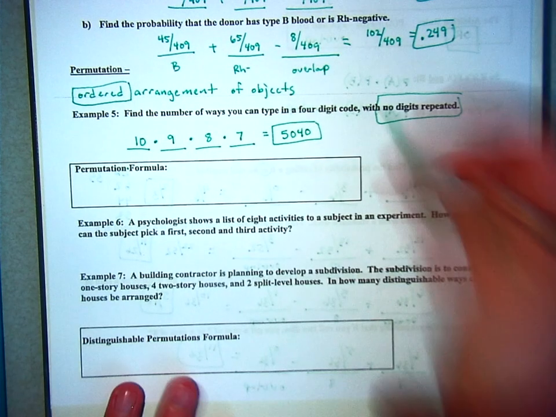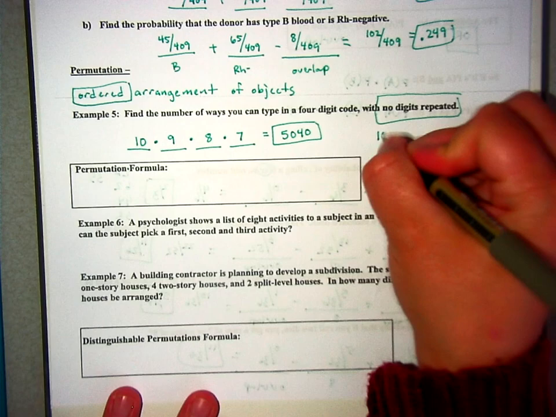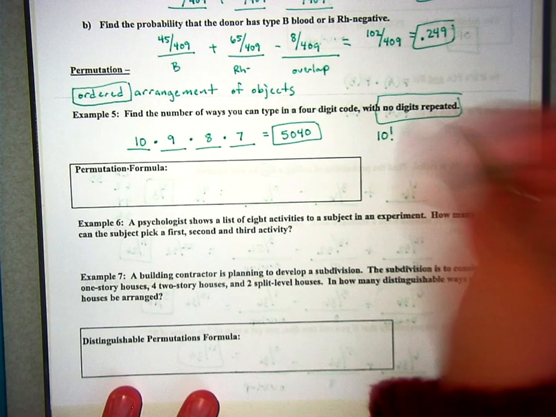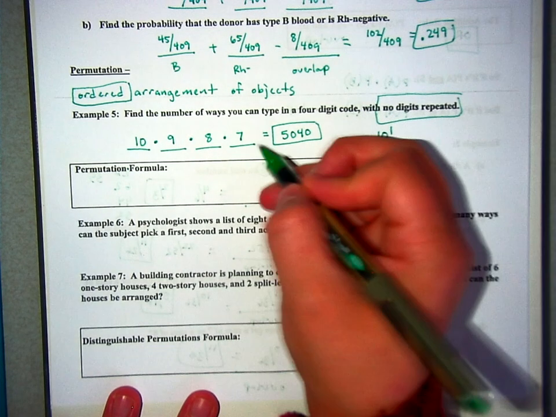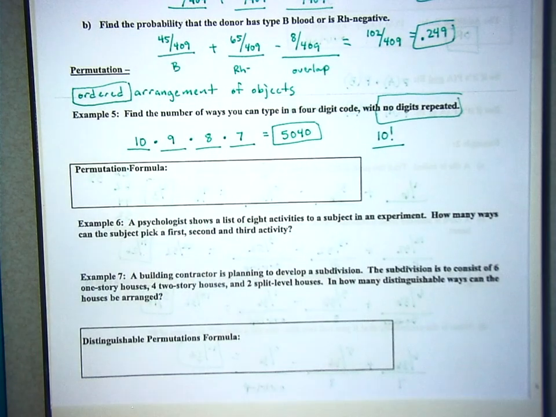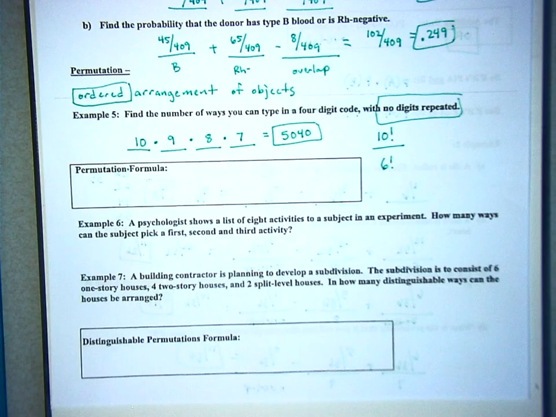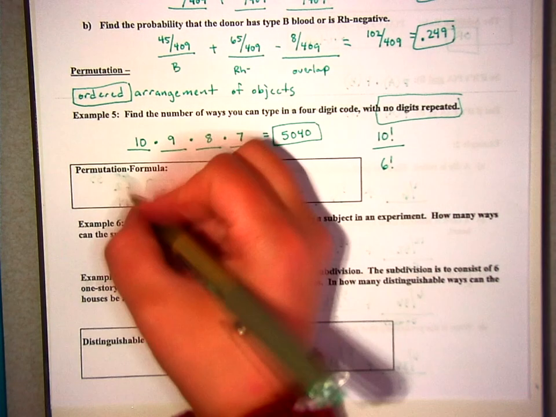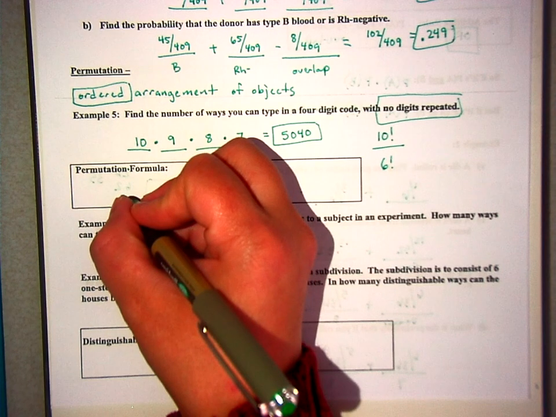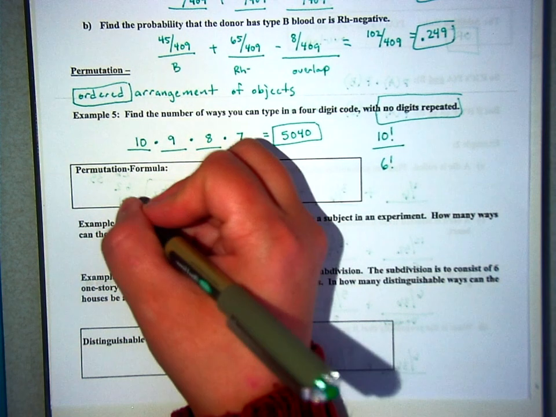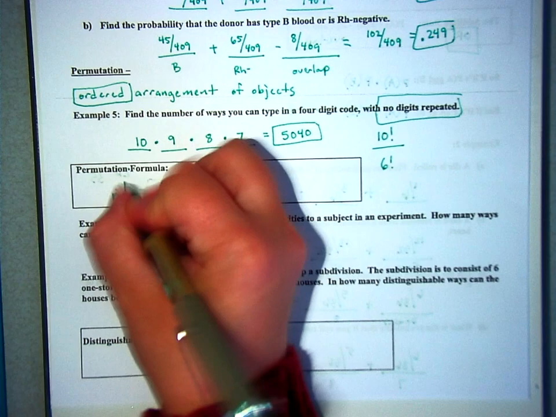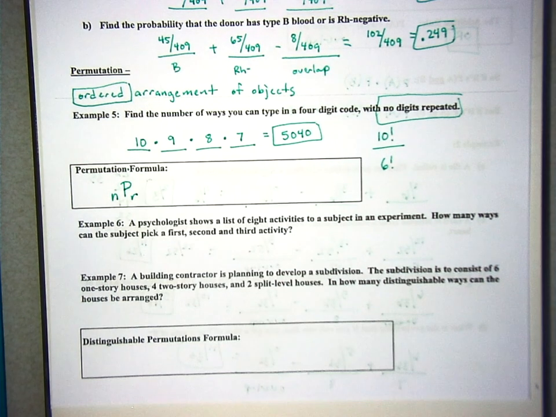No. This would be 10 factorial divided by, what are we getting rid of? 6 factorial, because we're dividing away that 6 times 5 times 4 times 3 times 2 times 1. So the permutation formula would be, let's see, how do they actually write it? N, big P, little r.